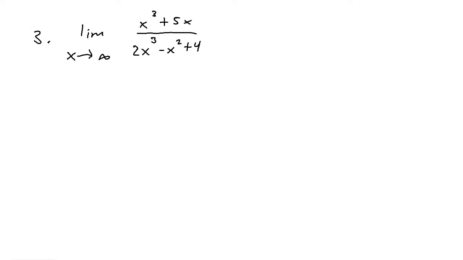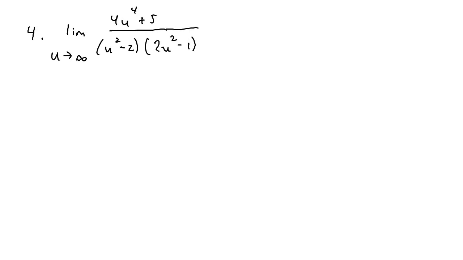So now for number 3, we have the limit as x approaches infinity of (x cubed plus 5x) over (2x cubed minus x squared plus 4). Once again, like all the other problems, we're going to look at the highest degree of the numerator and the highest degree of the denominator. The highest degree of the numerator is x cubed. The highest degree of the denominator is 2x cubed. Once again, they are the same degree of 3. So all we have to do is take the ratio of the coefficients. Once again, that is going to be equal to 1/2. And that's the final answer.